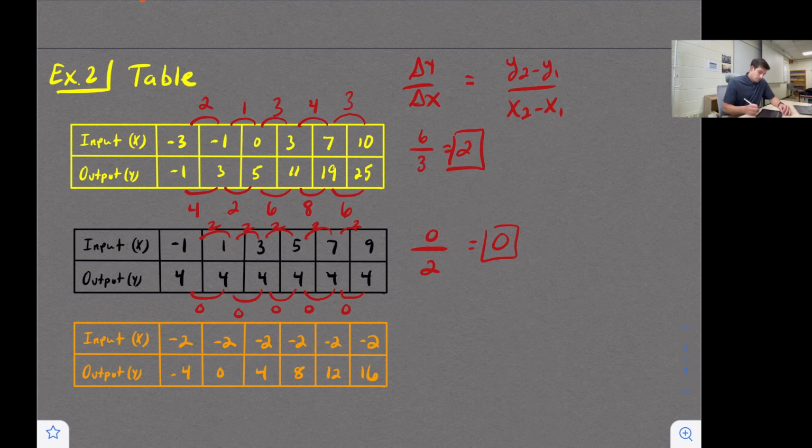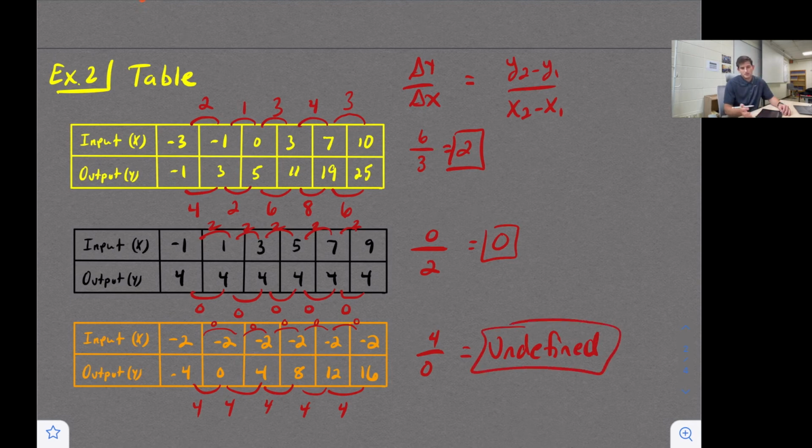And for the last table, we look at our change in y, 16 minus 12, 12 minus 8, 8 minus 4, 4 minus 0, 0 minus -4. So our change in y is 4. But notice once again, our input values are all the same. So when we go to subtract these, we're gonna get 0 every time, right? So now we have 4 over 0. Well, we can't have a fraction with a denominator of 0. We can't divide by 0. In this case, we would call this undefined. Okay, so that slope is undefined. And once again, we'll see what that line looks like at the end of this video.